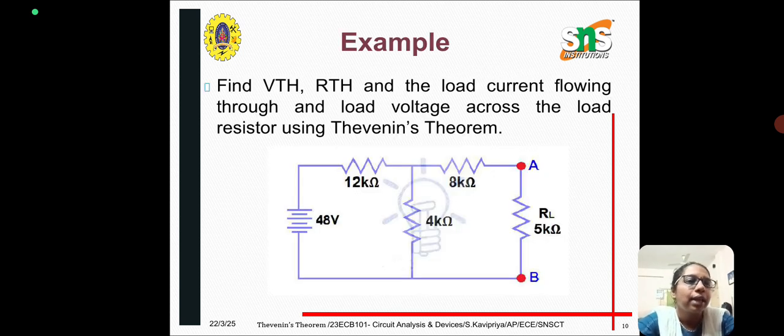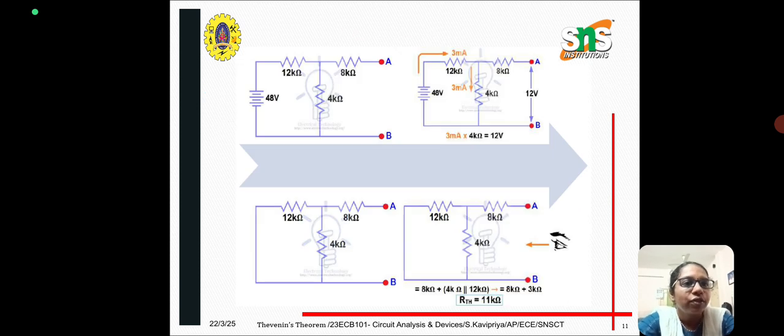The next example for Thevenin's theorem is that we have to apply Thevenin's theorem to the circuit shown in the figure. Here we also have a voltage source, and the load resistor value is mentioned as 5 kilo ohm. First, we have to calculate the VTH. For calculating the VTH we have to remove the load resistor and find the voltage.